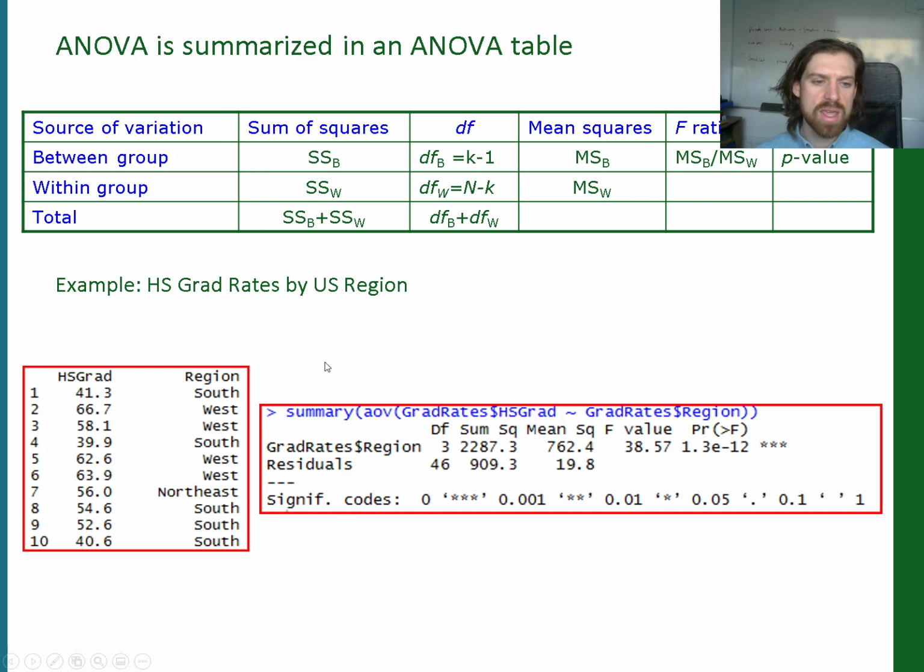Just running along here, we will return to the example of high school graduation rates by US region. We have all of the high school graduation rates for each of the regions, and you can see that we get an F value down here of 38.57, which yields a very, very highly significant p-value of 1.3 to the minus 12. So that's telling you that there's a very, very high degree of certainty that the samples that we've taken come from at least 2 different populations.